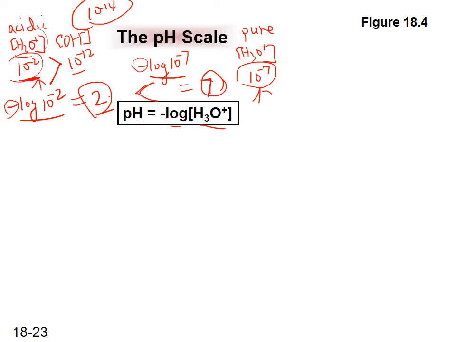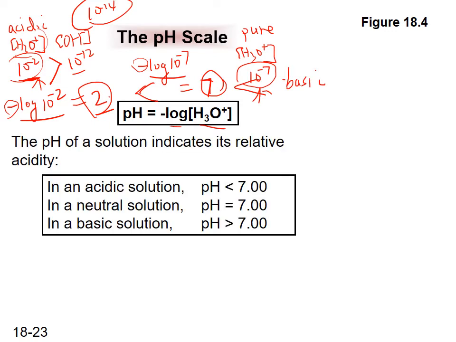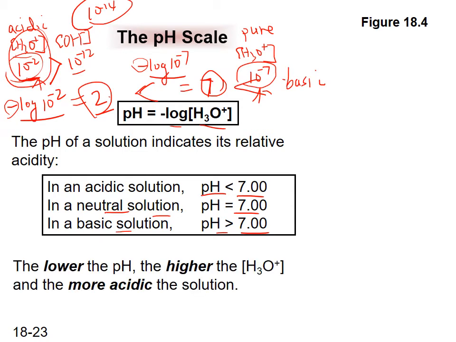If you do another example for a basic solution, the pH value is greater than 7. All right, so here is the conclusion. In acidic solution, pH is smaller than 7. In neutral solution like pure water, pH equals 7. In basic solution, pH is greater than 7. The higher the concentration of hydronium ion, the smaller the pH, and the more acidic.